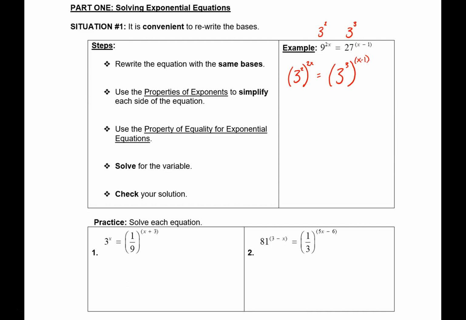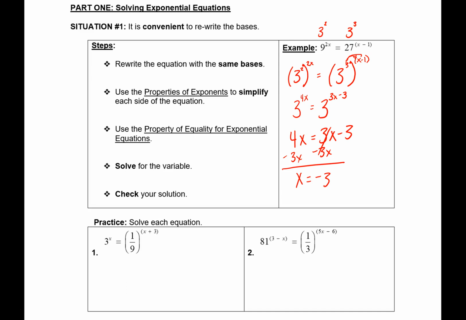Now, according to the exponent rules, when you have a power raised to a power, you multiply. So this is 3 raised to the 2 times 2x, that's 4x. And then I'm going to multiply on this side, which means I'm going to distribute that 3. So my base is 3, and then 3 times x is 3x, and 3 times negative 1 is negative 3. Now I have two bases that are the same, which means that the exponents must also equal one another. And then from here, it's just a very basic algebra 1 problem. So I'm going to subtract, and I get that x is equal to negative 3.